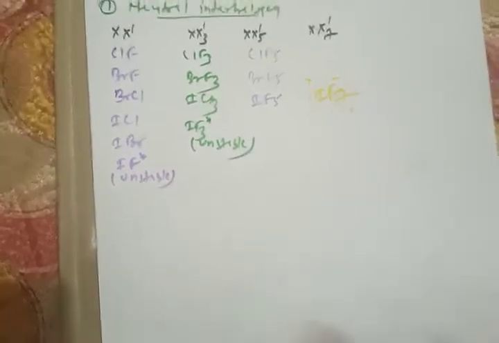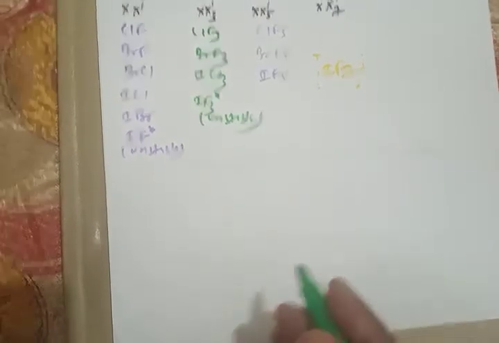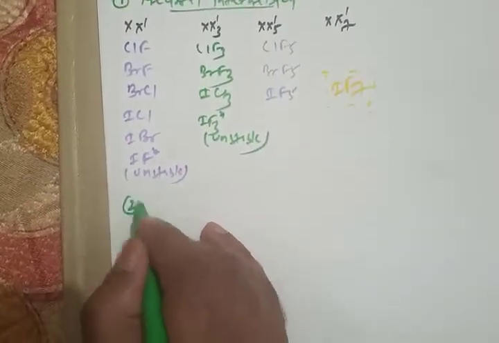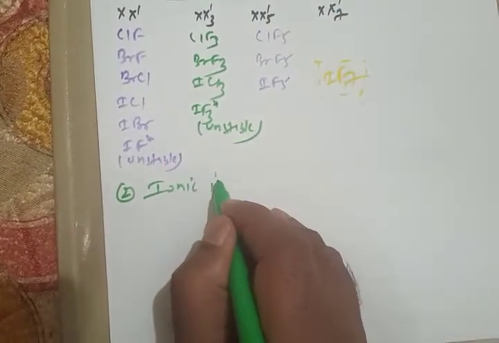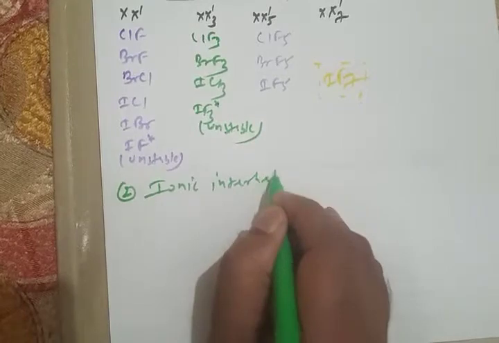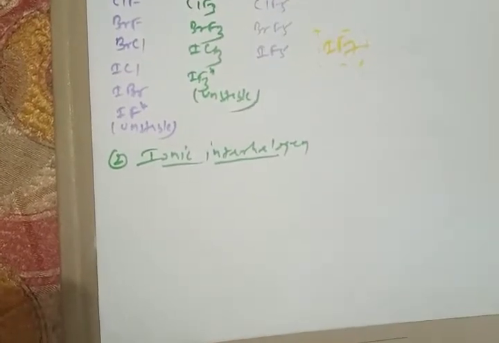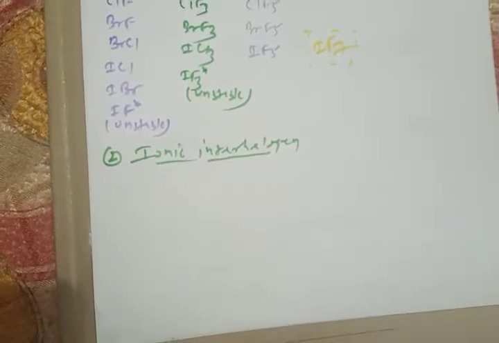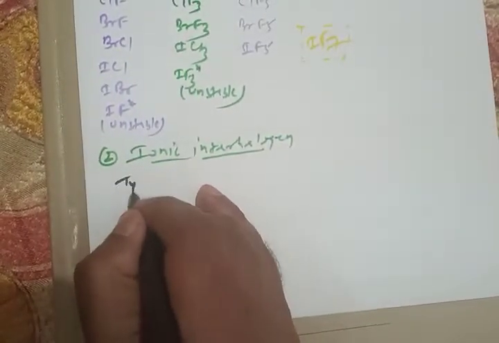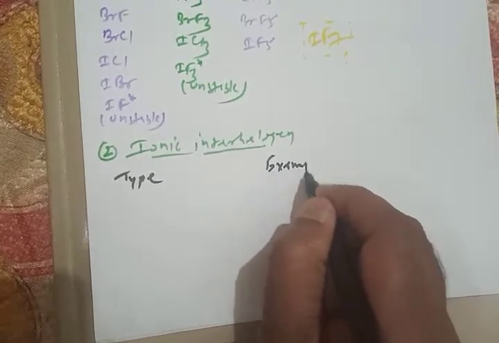Then moving to the second one, that is called the interhalogen anion and cation. This is called ionic interhalogen. Ionic interhalogen means it contains either a cation or an anion. So again it has different types, whether it can be a cation or an anion. So types and some examples also.